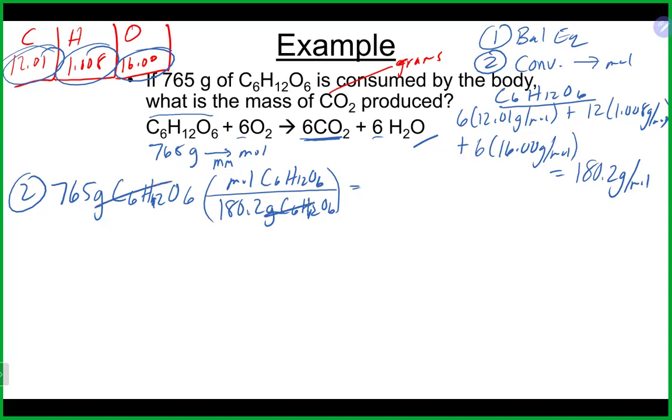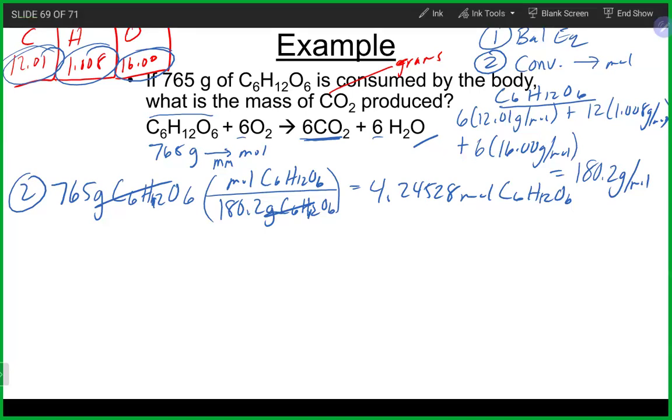If you get an answer at this point, which you don't necessarily have to, I probably would not round too much, but you would get 4.24528 moles of C6H12O6. So we're basically just converting our grams into moles. The purpose of that is it needs to be in moles for the next step to work. So that's the whole purpose of the second step, just to get everything into the right units. Any questions on that so far?